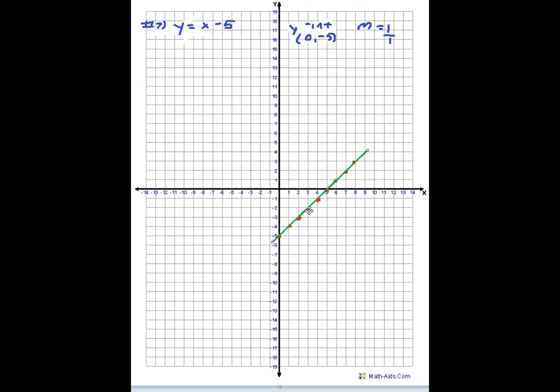Once you've plotted 2 or 3 points, you could draw a line through, but I went ahead and did several points, and then I did the line. And now you can see that these are plotted correctly, and you have done your slope correctly because you do have a line.